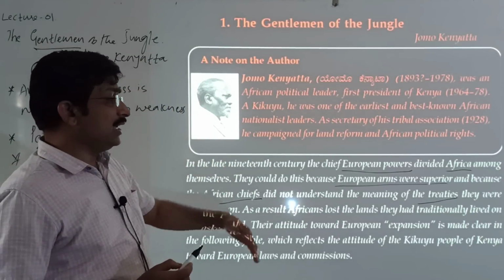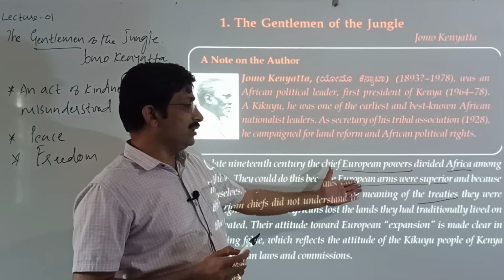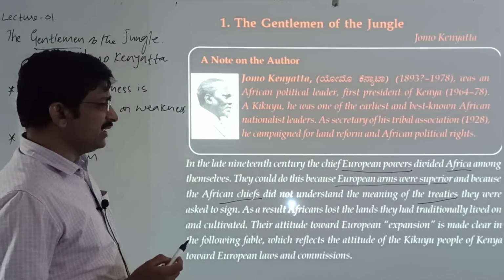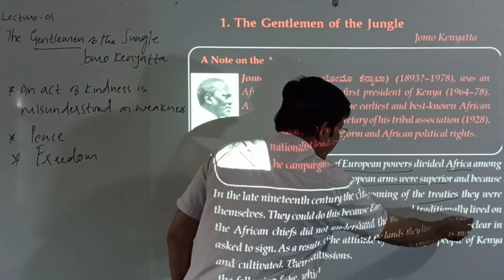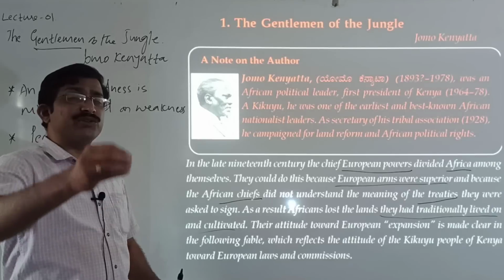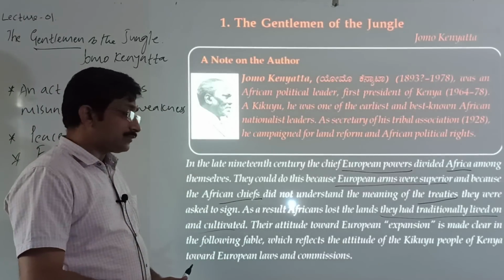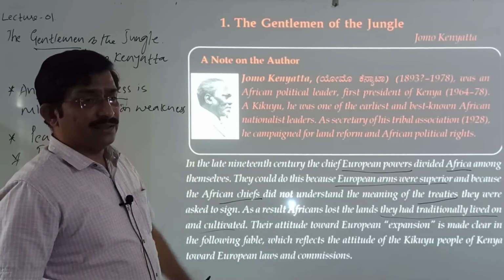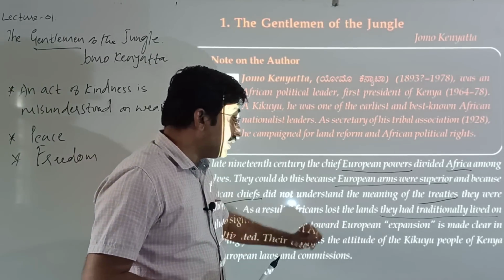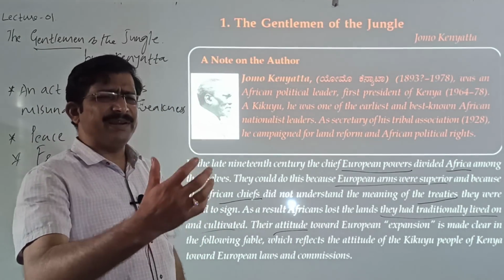According to the treaties, Africans lost their lands to these Europeans, the lands they had traditionally lived on and cultivated, on which they used to earn their livelihood. They lost that land.